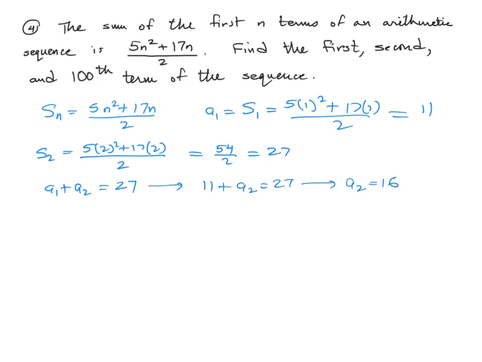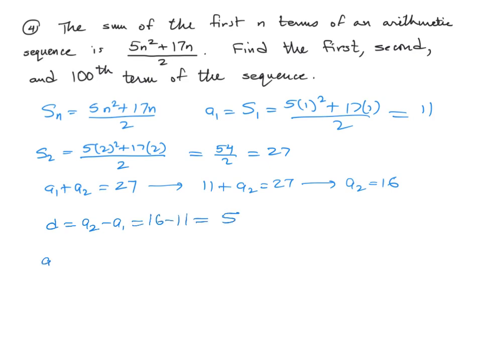All right, so now we know what the first term is and what the second term is, and we were told from the beginning that this was an arithmetic sequence. So once we have that it's an arithmetic sequence and we know two consecutive terms, we can work out what the common difference is. So we know that D is just A2 minus A1 because it's the right minus the left. So 16 minus 11, which is 5.